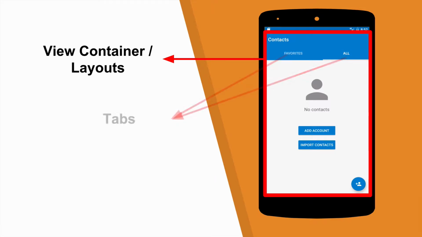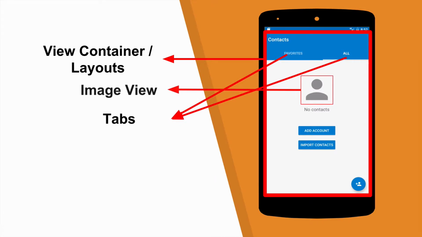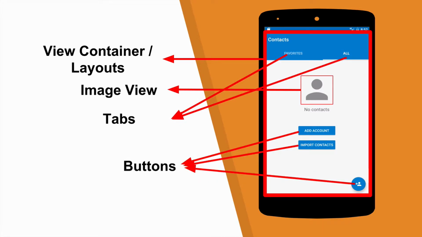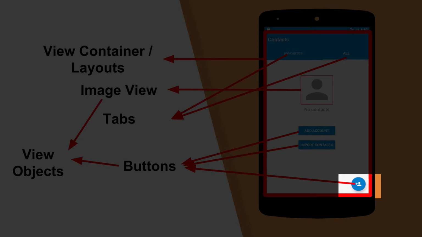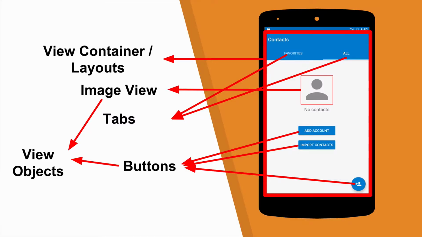Then we have two tabs, an image view and three buttons. The image view, buttons and text views etc. are called view objects. These buttons trigger an event or action that we as users would want to perform. For example, this circular floating button is used to add a new contact.